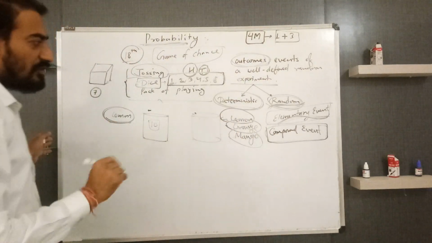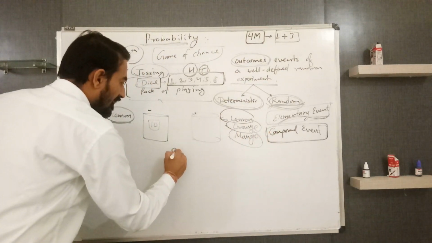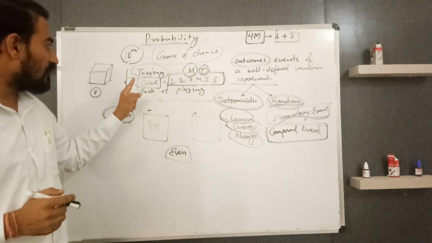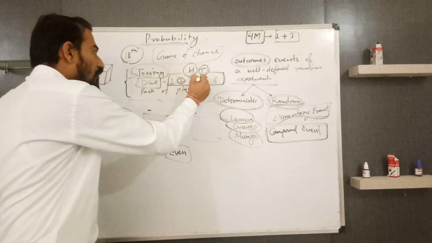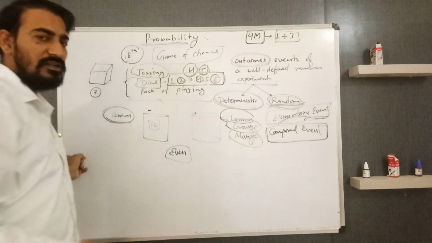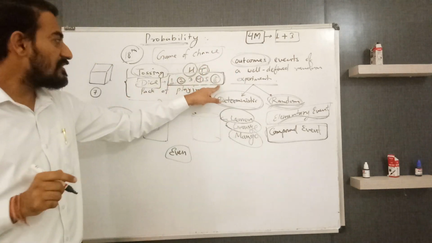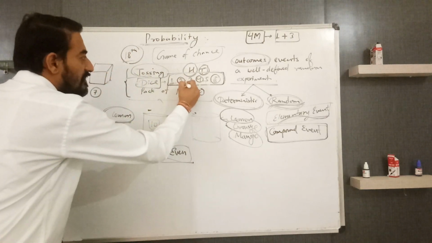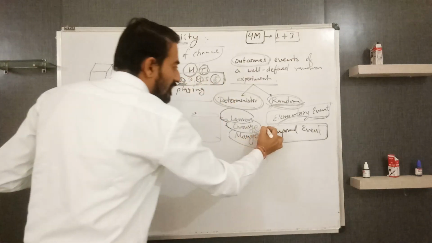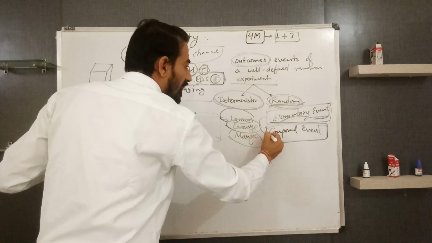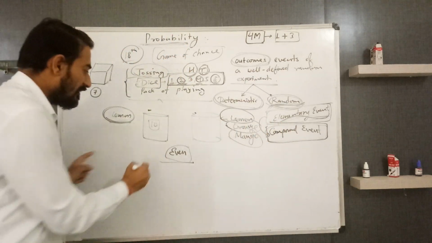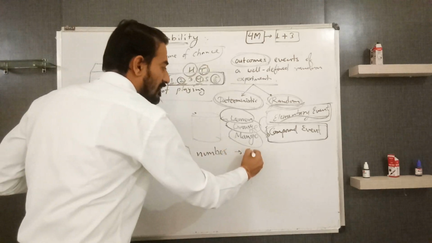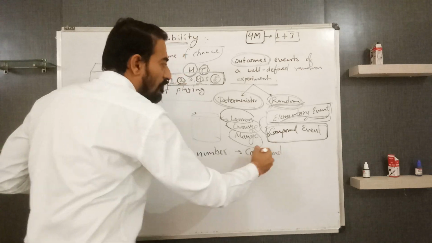Just try to understand by this example, getting an even number while drawing a dice. So if you draw a dice, 2, 4 and 6, you know, are even numbers. So these are 3 elementary events, 2, 4 and 6. These 3 elementary events form a compound event of getting an even number. So getting an even number is a compound event.